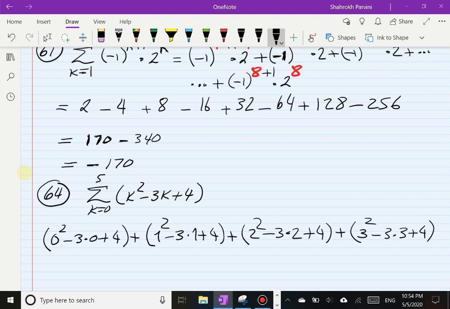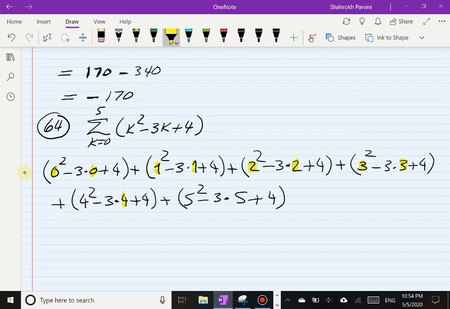So let's see, I got the zeros here, then I go to 1, 2, 3, I still need to go to 4 and 5, don't I? Plus, and I'm plugging in 4, that's 4 squared minus 3 times 4 plus 4, and one last one is 5 squared minus 3 times 5 plus 4, there.